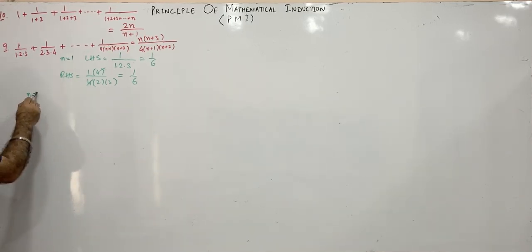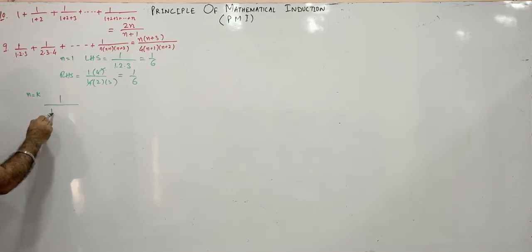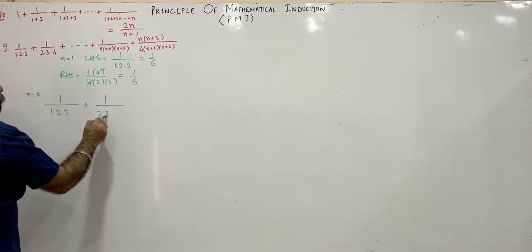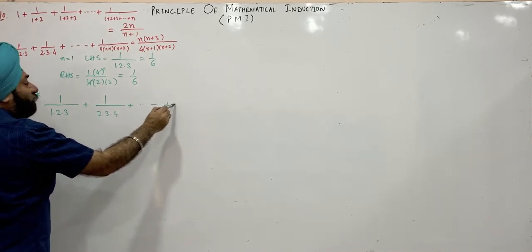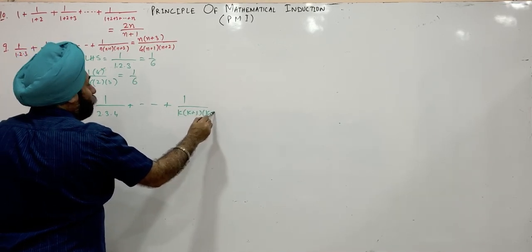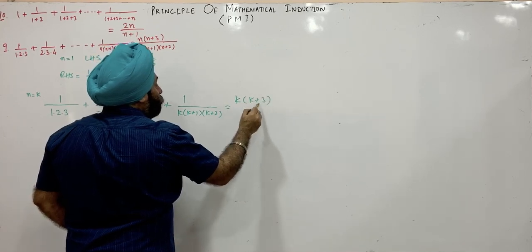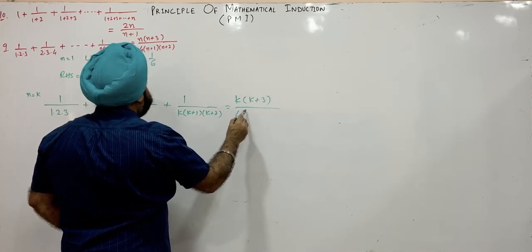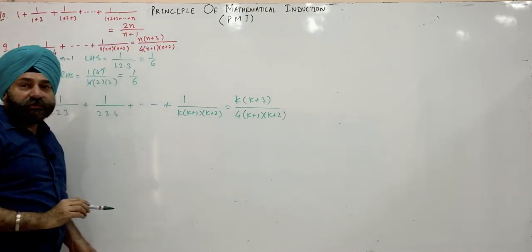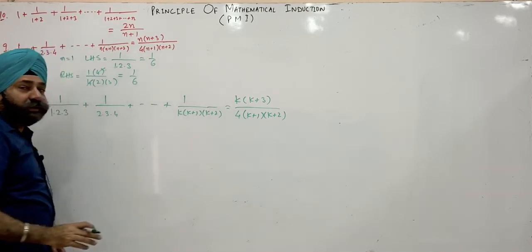Second step, we assume the result true for n is equal to k, that is 1 upon 1 into 2 into 3, 1 upon 2 into 3 into 4 and so on, 1 upon k into (k plus 1) into (k plus 2) is equal to k into (k plus 3) upon 4 into (k plus 1) into (k plus 2). We assume the result as left hand side is equal to right hand side.